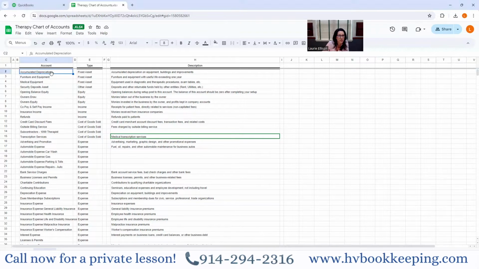This you're not going to worry about that much. This is more of a CPA entry. Don't worry about it for now when you're first starting. Security deposits, that would be something you paid that is owed back to you. That's why it's considered an other asset. Then we have owner's draw. That's money taken out of the business by the owner, and owner's equity. It's money invested by the owner.